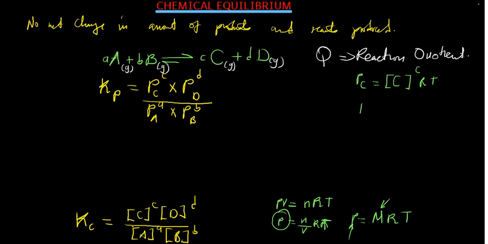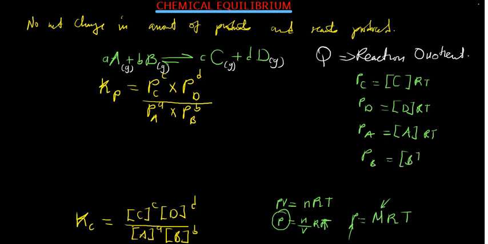And then for the pressure, what do we have again? We're not going to put this power here because we're only interested in the pressure. We are just substituting molarity, not even the coefficients. So that will just be the concentration of C times RT. And then the pressure for D is going to be the concentration of D times RT. Then the pressure for A is going to be the concentration of A times RT. The pressure for B is going to be equal to the concentration of B times RT.